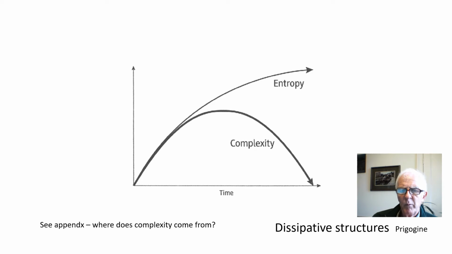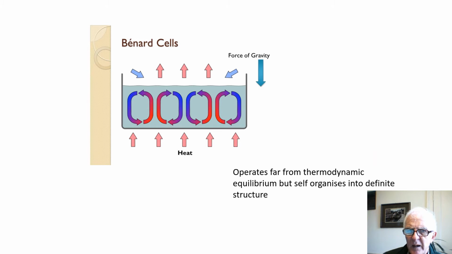And this is a really important insight, which we will pick up again when we come to looking at the evolution of life forms, because entropy, the second law of thermodynamics, is continuing to increase in the universe, but there is a small window of time where complexity is maximized. And this was Prigogine's starting point, and this happens in systems that operate away from thermodynamic equilibrium, to which energy is applied.